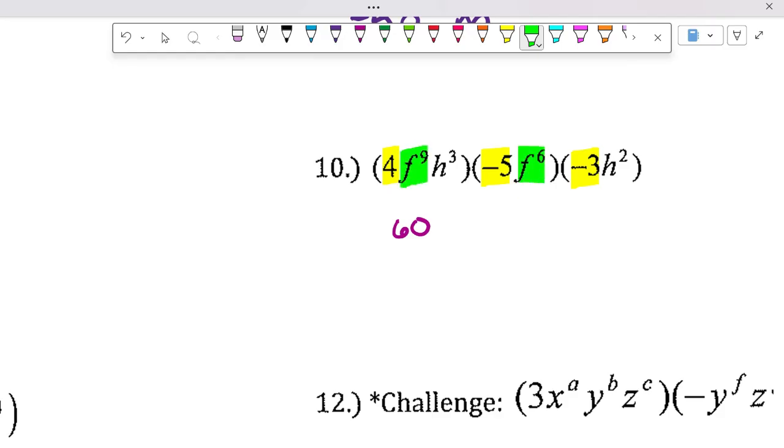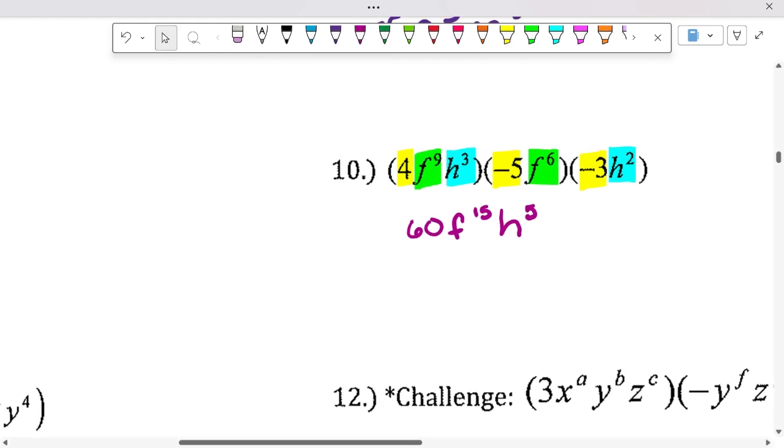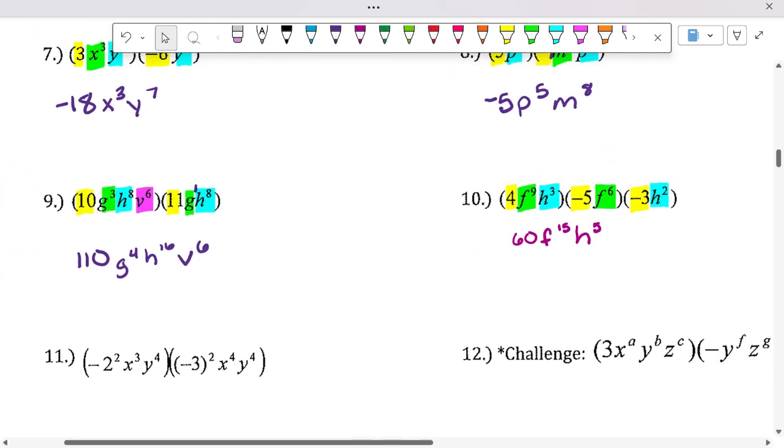Multiply the f's. So what do I get when I multiply the f's? F to the 15th. 9 plus 6 is 15. What's the last thing that I do? Multiply the h's. What do I get? H to the 5th. 3 plus 2 is 5. So you should have gotten 60, F to the 15th, H to the 5th.